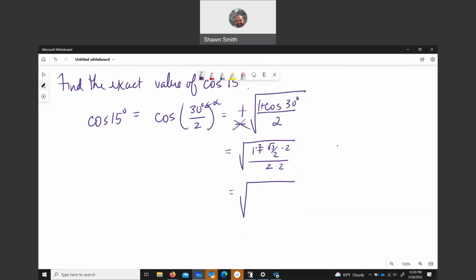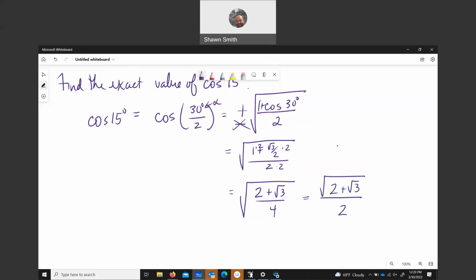So we get 1 times 2 is 2. These 2's cancel, so you get a square root of 3 in the top and a 4 in the bottom. The bottom is a perfect square, so you take the square root of that. So we got on top the square root of 2 plus the square root of 3 all over a 2. That's the exact value.